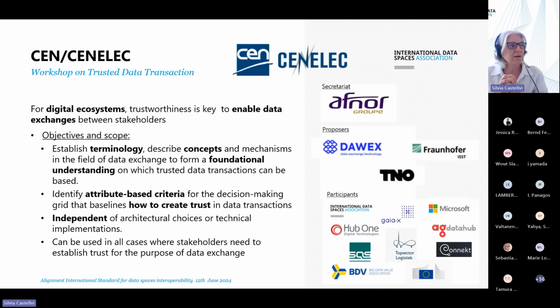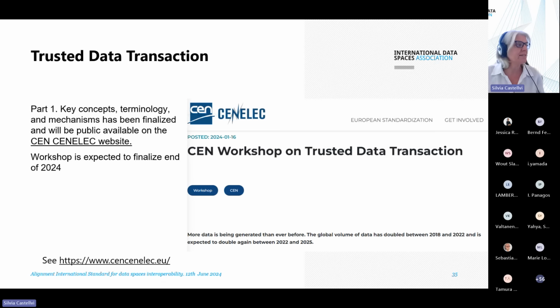But here you can find the description of another important activity under CEN-CENELEC, the workshop on trusted data transactions. IDSA is part of this group. Here we are establishing the terminology and describing concepts and mechanisms for establishing the foundations to understand how to execute trusted data transactions. And we have finalized the first part that will be published soon. And now we are working on the second part in order to identify attributes. And you will find this document available on the CEN-CENELEC website.